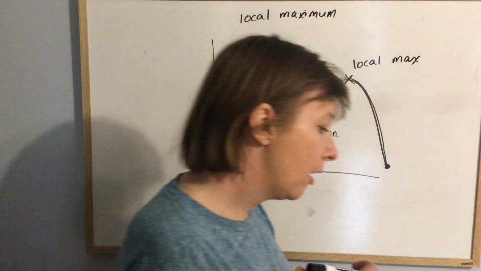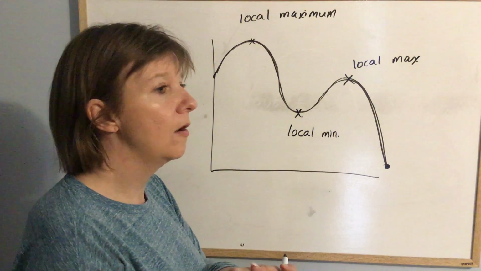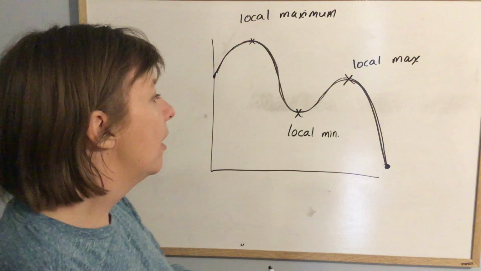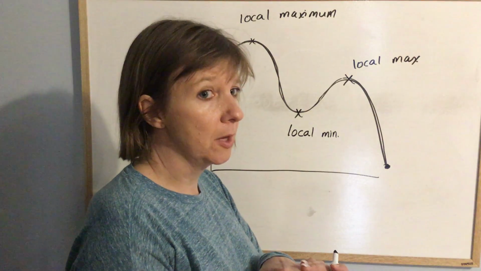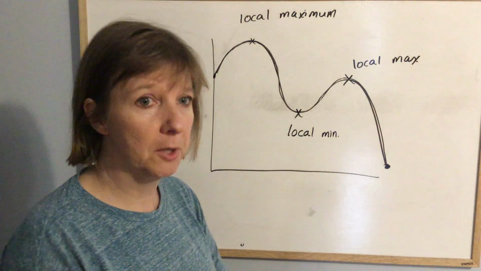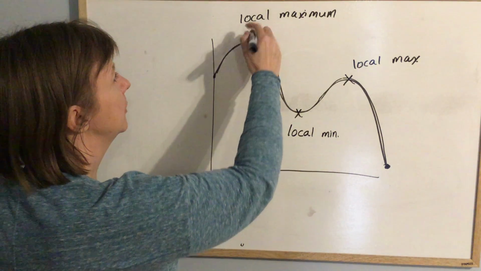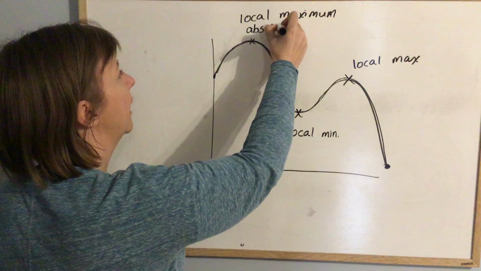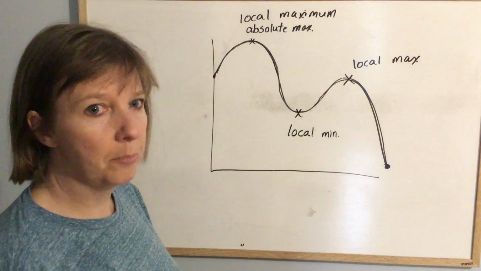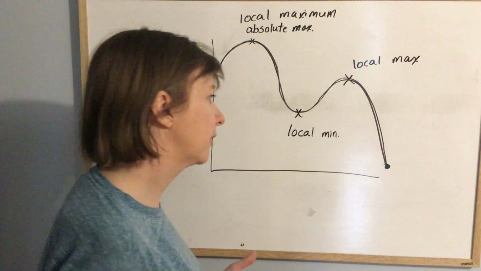All right. There are also sometimes, not all the time, what we call absolute maximums and absolute minimums. An absolute maximum or minimum is a place where it is the highest or the lowest that the graph goes, period. So on this graph, this point, which is a local maximum, would also be an absolute maximum because the graph never goes higher than that point right there. So not only is it a local maximum, but it's also an absolute maximum.